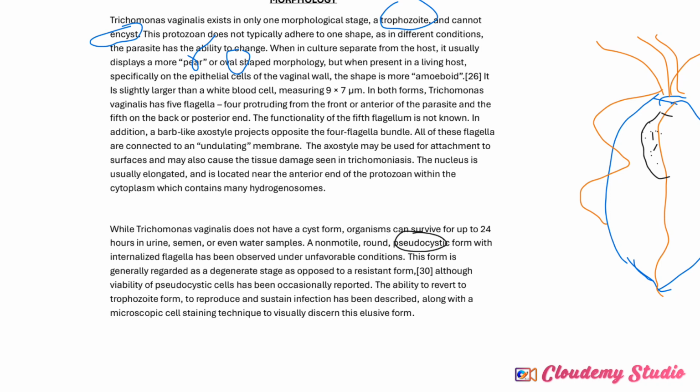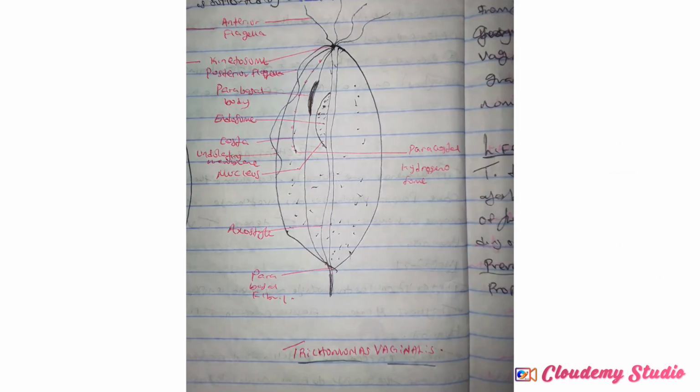The ability to revert to the trophozoite form to reproduce and sustain infection has been described, along with a microscopic cell staining technique to visualize the elusive form. I'm going to show a picture of Trichomonas vaginalis under a microscope. This is a structure like a hand sketch of Trichomonas vaginalis, like what I just drew now.